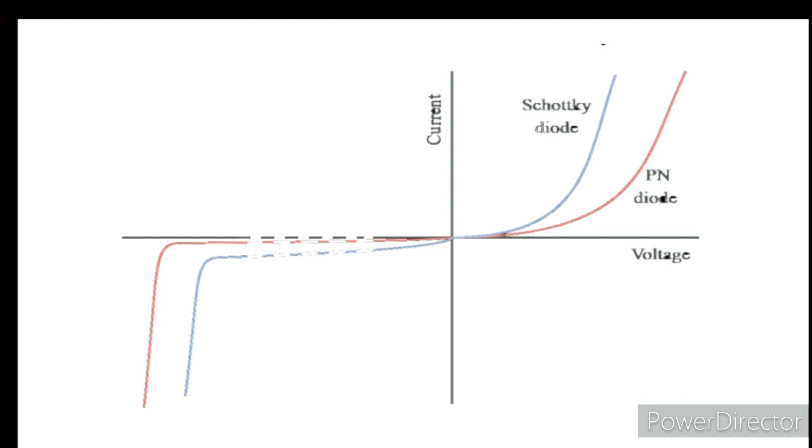The forward voltage drop increases with increasing doping concentration of the N-type semiconductor. The IV characteristics of the Schottky barrier diode are very stable compared to the IV characteristics of the normal PN junction diode due to the high concentration of current carriers.